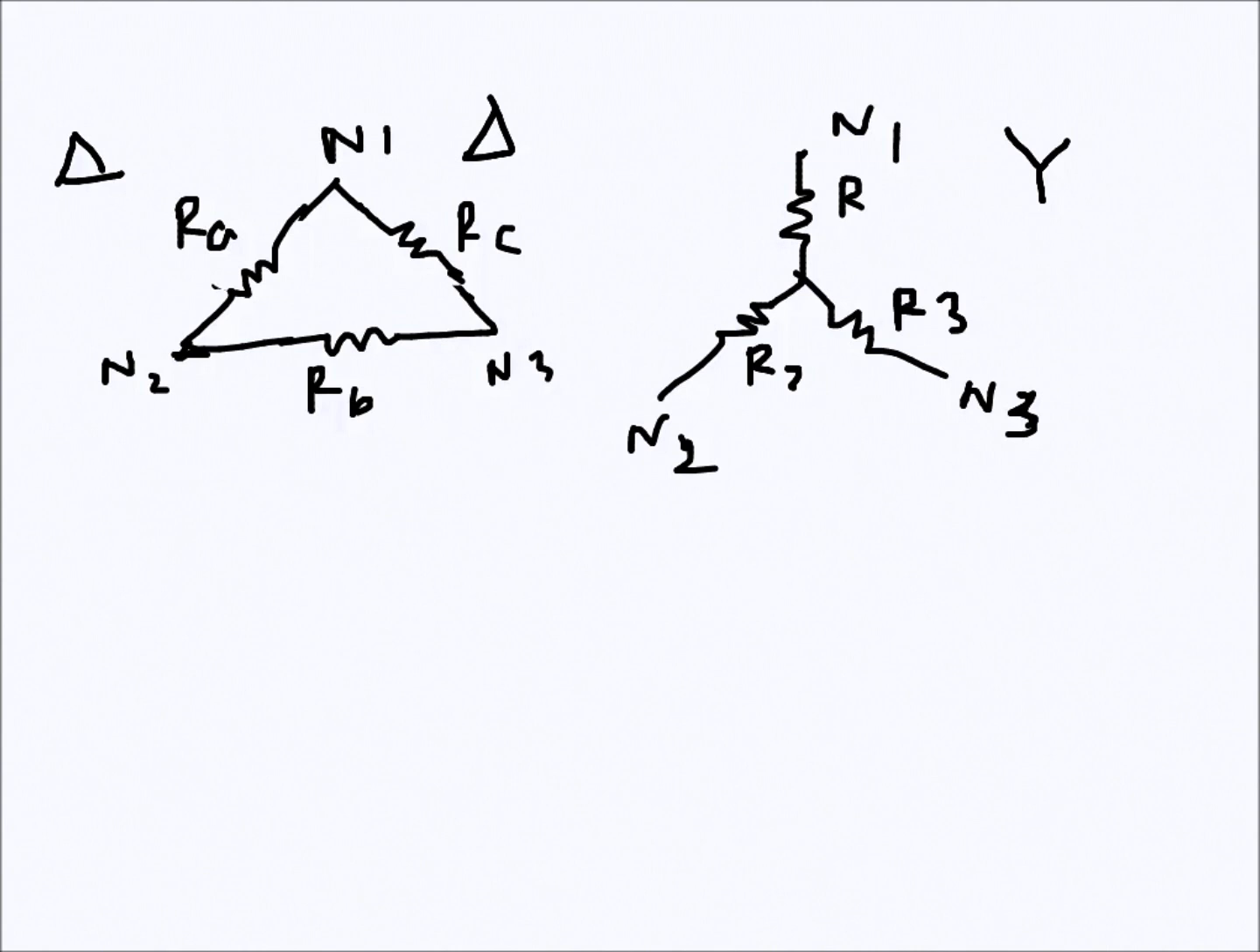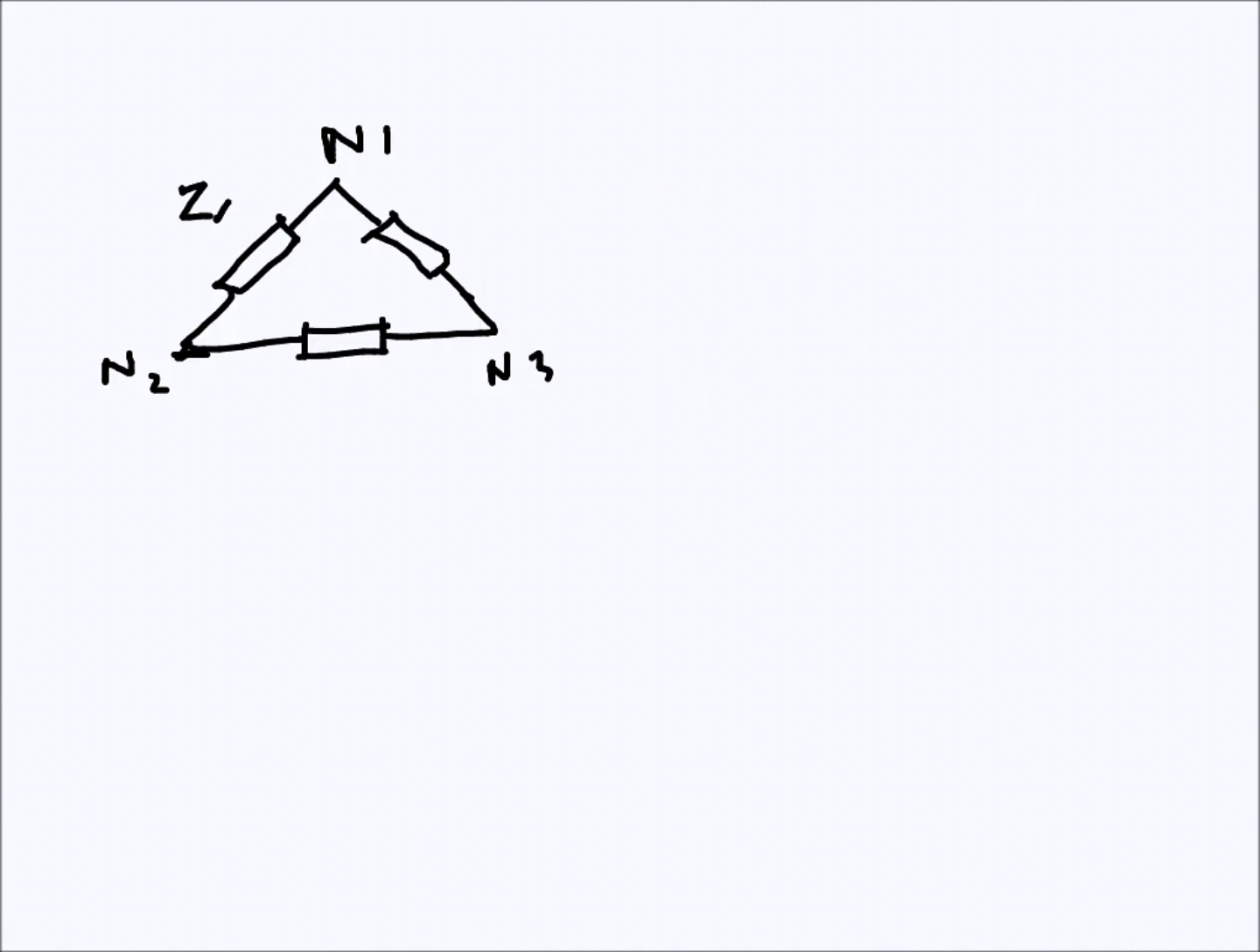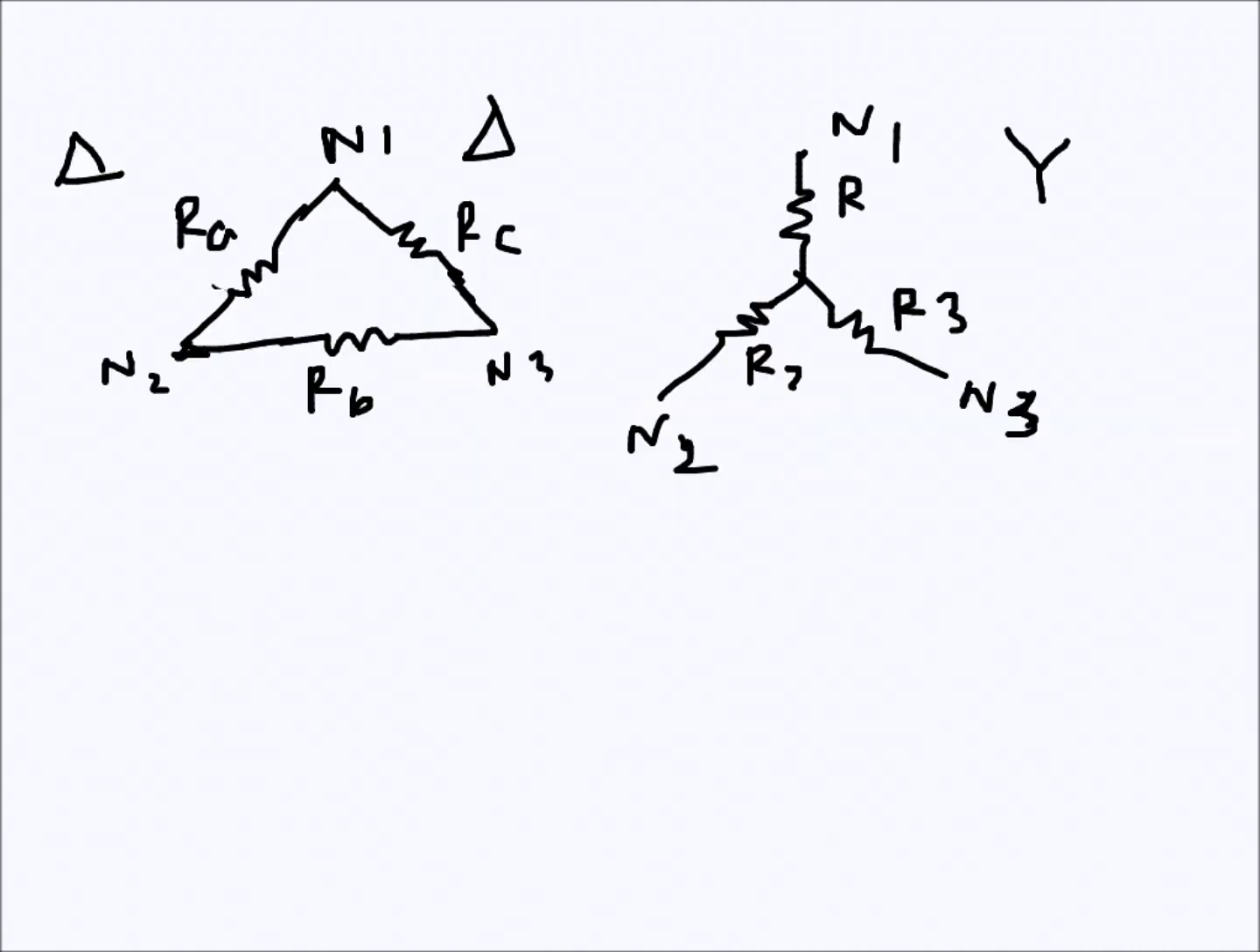So now these connections can be interchangeable. Sometimes for the convenience of solving the circuit, we need to convert a delta connection into a Y connection or vice versa. So how to do that? I will just talk about the conversion formula, which is like this.